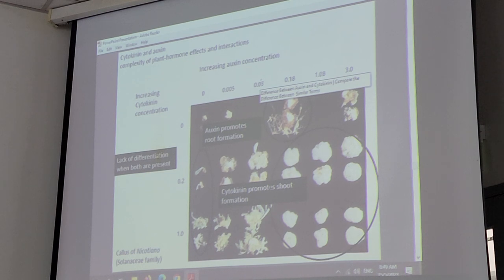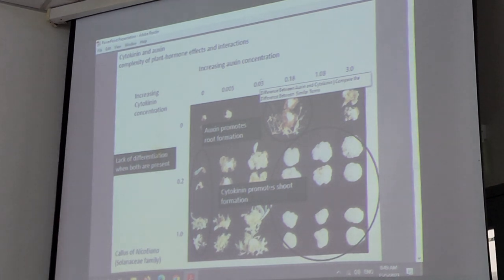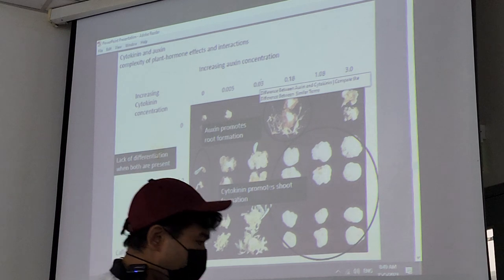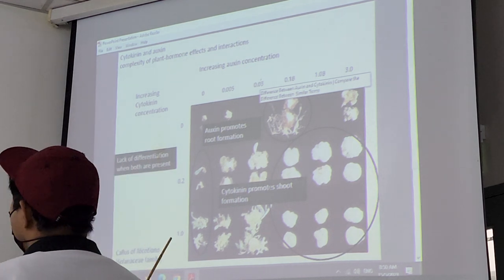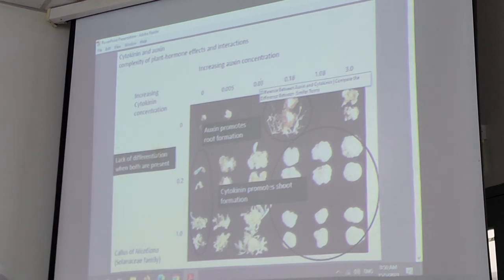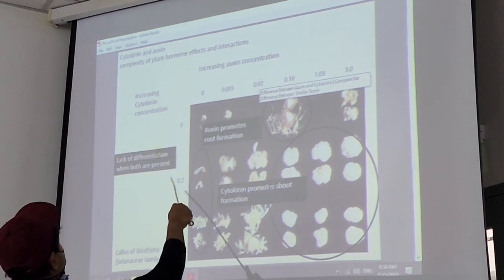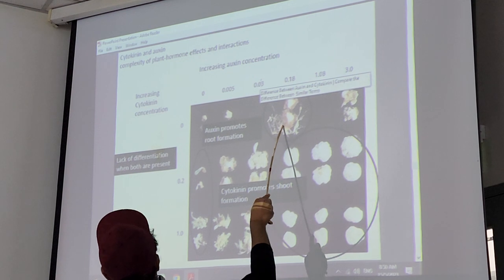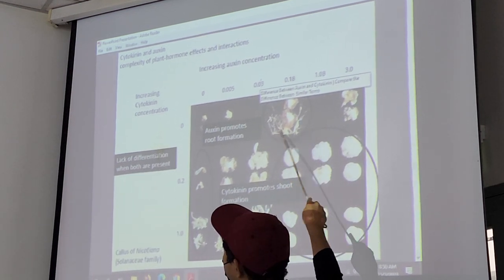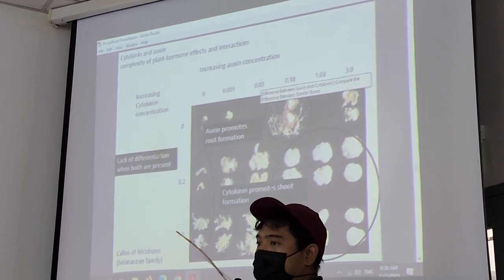I want you to look at this. So you got two axes. The horizontal axis is the auxin concentration. The vertical axis is the cytokinin concentration. So you can see that when auxin and cytokinin are pretty much in the same concentration, it stays in the form of callus. But when one is higher than the other, like this one, you have more auxin. This is when you get your root. But when you go to this side, where you get more cytokinin, you get shoots.